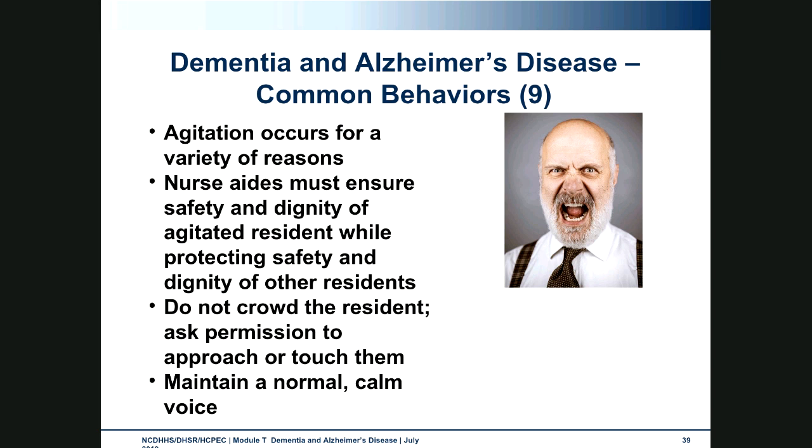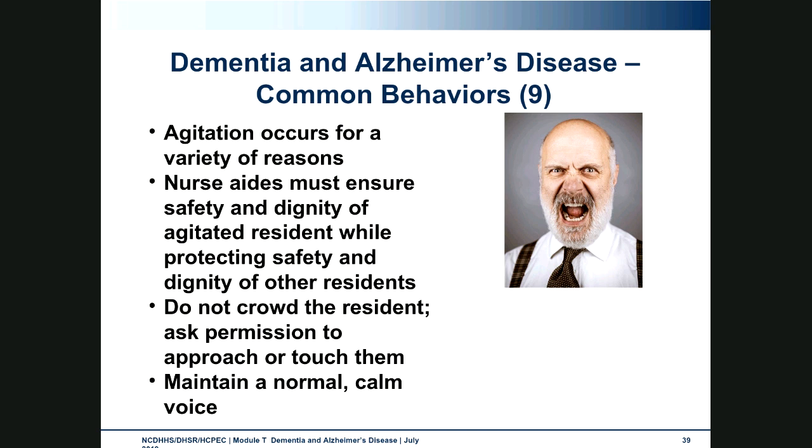Agitation is something we see a lot. It occurs for a variety of reasons. It's important to make sure that we keep the agitated residents safe. We don't crowd them because, of course, then they could view that as some sort of aggression on our part. If we need to make sure everybody else is safe, we need to get the other people out of the room. That's what we're going to do, versus trying to get the resident who's agitated out of the room. Ask permission before touching them.